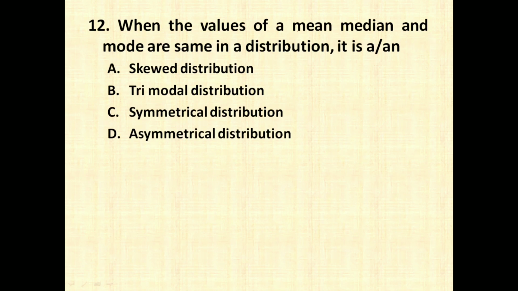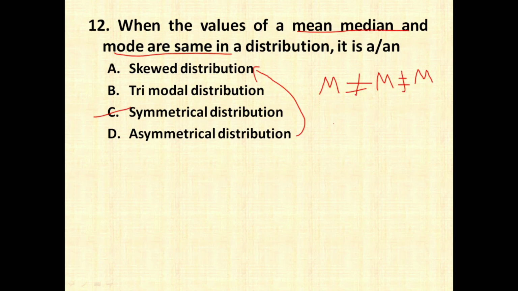When the values of mean, median and mode are same in a distribution, it is A or N. So remember, whenever the mean is equal to median is equal to mode, then it is called as a symmetric distribution. And asymmetric distribution, which is also called as skewed distribution, is one where the mean is not equal to median is not equal to mode.